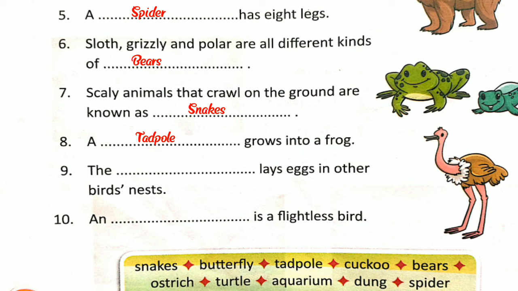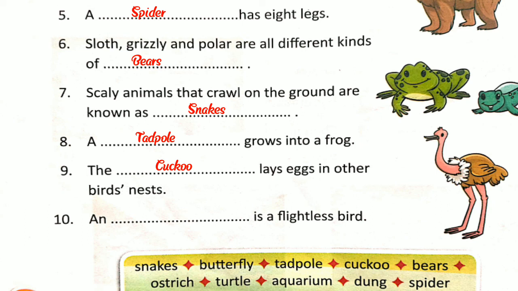Okay, now number 9. The blank lays eggs in other birds' nests. Who lays eggs in other birds' nests? It's a cuckoo. A cuckoo lays eggs in other birds' nests.